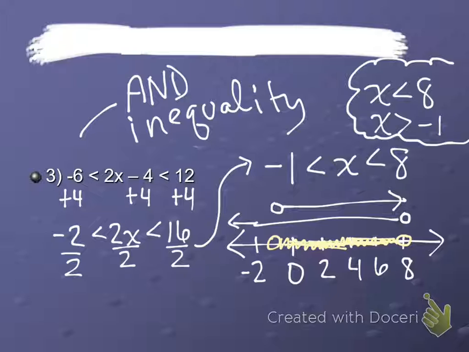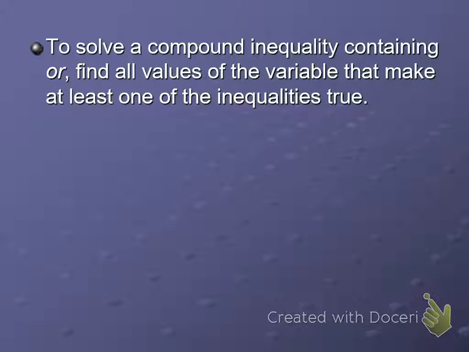So again, on ones like this, where we've got one big inequality squished together, you can kind of skip over the step where you draw the arrows above it, because you know x is in between -1 and 8. And that's what we graphed. We shaded in between -1 and 8. All right, to solve a compound inequality containing or, find all values of the variable that make at least one of the inequalities true.